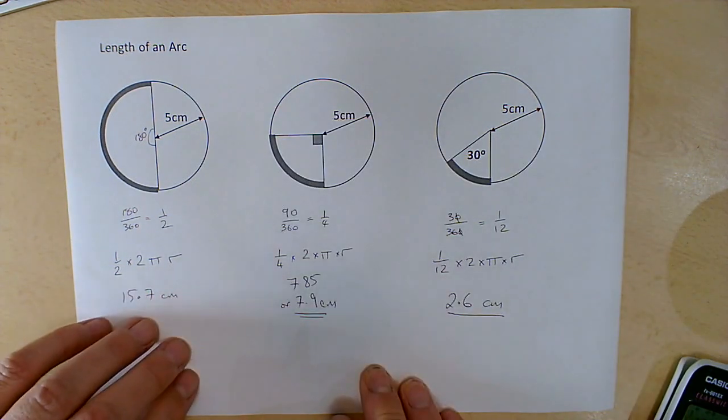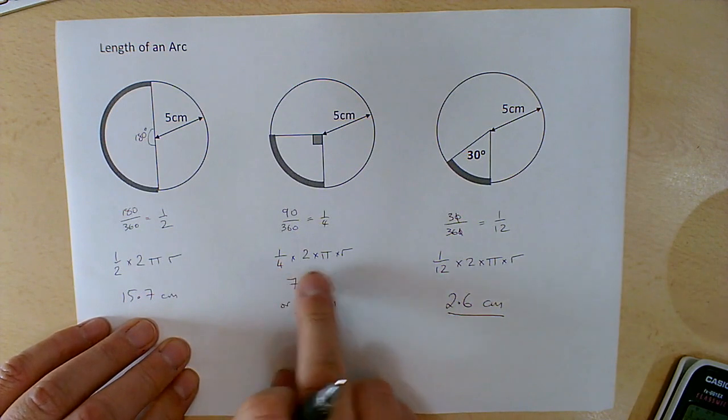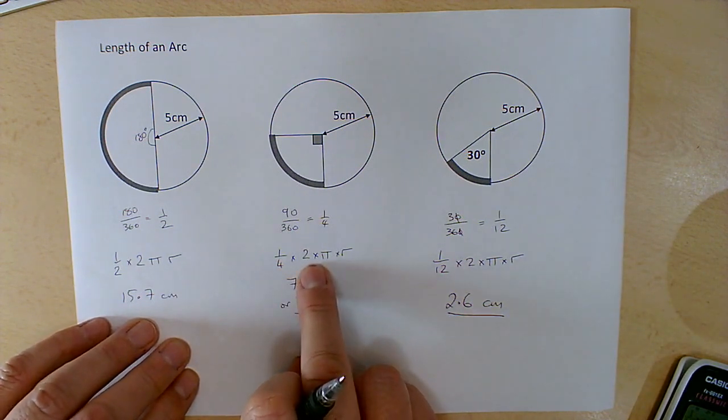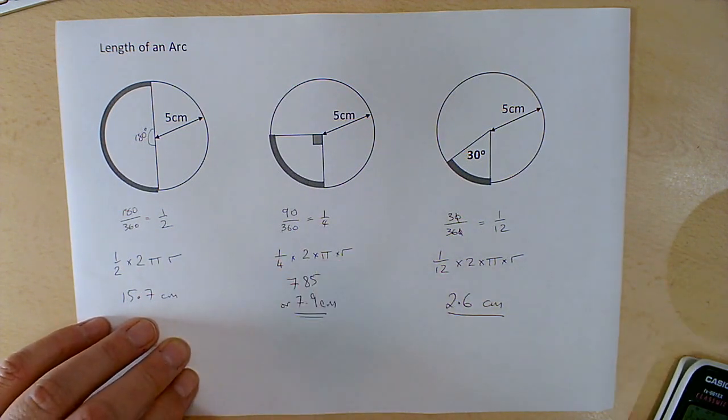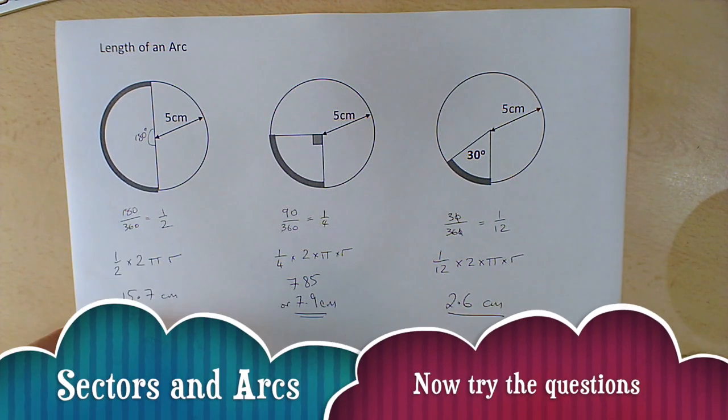So all we do is we find out the proportion and we multiply that by the circumference of the whole circle. Very straightforward, very similar to doing the sector, except we're using the circumference rather than the area.